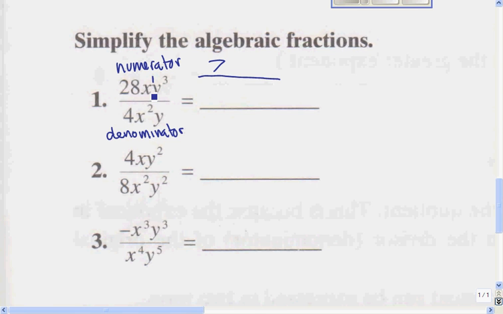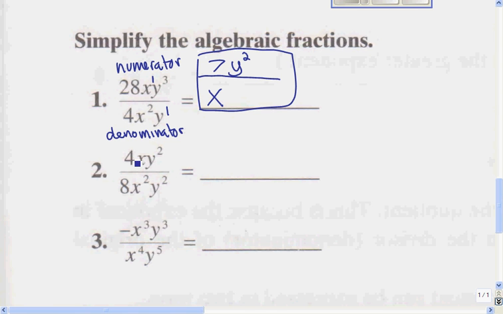Now, I'm going to subtract the exponents 2 and 1. But look, the bigger exponent is in the denominator, so I'm going to leave the x. 2 minus 1 is 1, so I'm going to leave the x in the denominator. In the y's, the bigger exponent is in the numerator. So I'm going to subtract my exponents, 3 minus 1, I get y squared. And my variable ends up as my numerator because the bigger exponent was in the numerator. Got it? Okay.